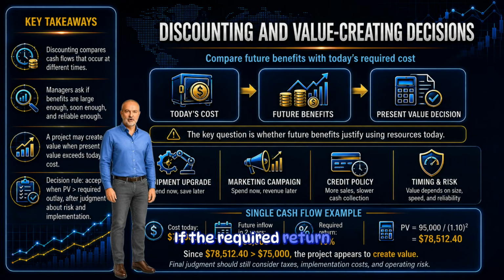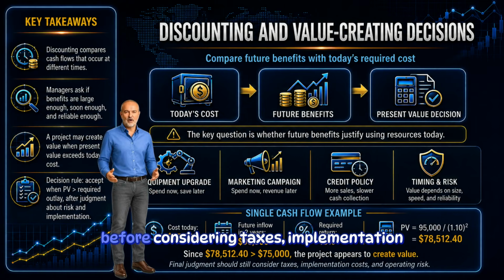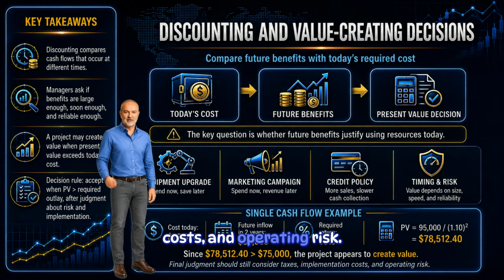If the required return is 10%, the present value is PV = 95,000 divided by 1.10 to the power 2. That equals $78,512. Since 78,512 is greater than 75,000, the project appears to create value before considering taxes, implementation costs, and operating risk.